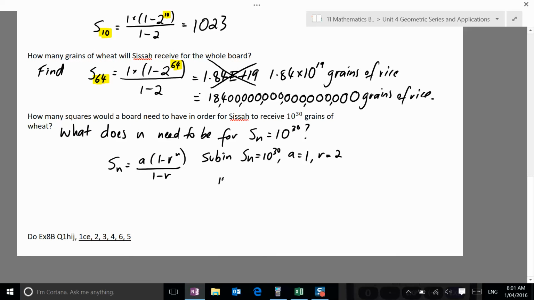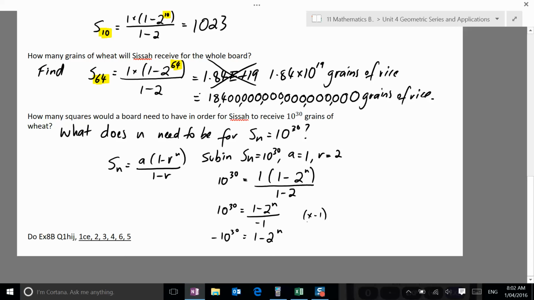So 10 to the power 30 equals 1 times (1 minus 2 to the power n) divided by (1 minus 2). I need to solve this. Probably good to simplify a little bit before I solve. The 1 times I don't need to write at all. 1 minus 2 is minus 1. So I'm going to multiply both sides by minus 1. I get minus 10 to the power 30 equals 1 minus 2 to the power n.